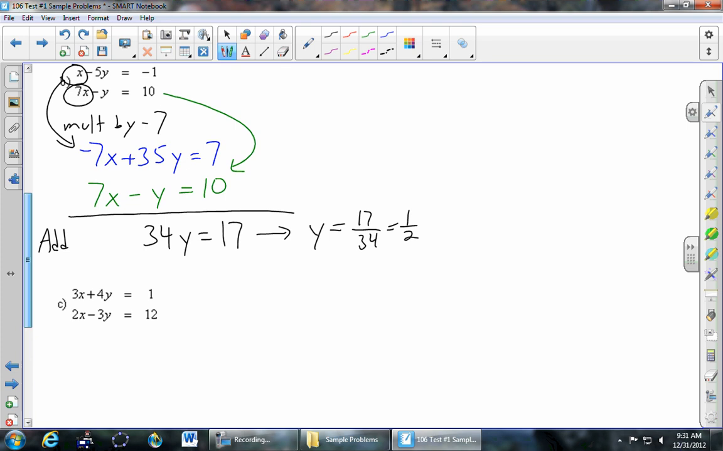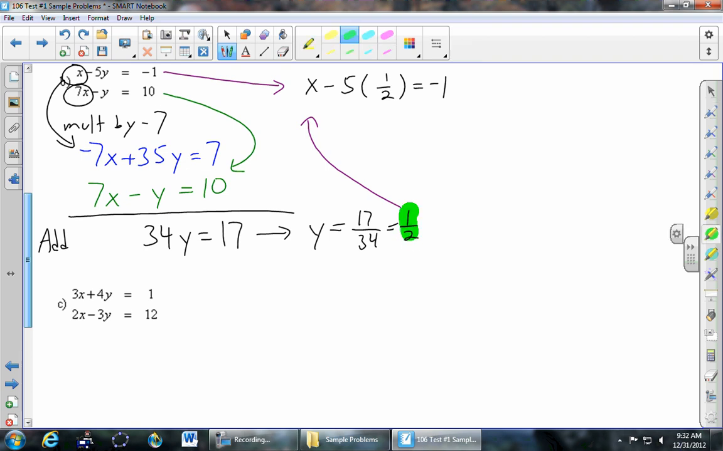Okay, so now that we know y, we still have to find x. So we're going to go back and pick either of the two equations that we started with to find x. I think it's easier to take this first equation and copy it up here. x minus 5y equals negative 1. But instead of y, we just figured out that y was a half. And then we can solve this for x pretty easily. x minus 5 halves is negative 1. Add 5 halves to both sides.